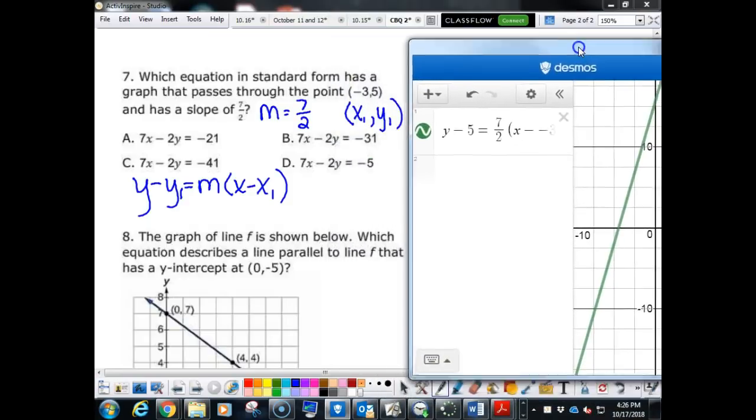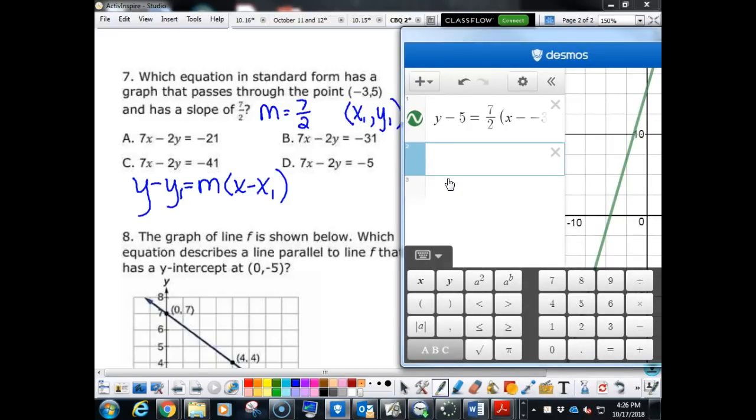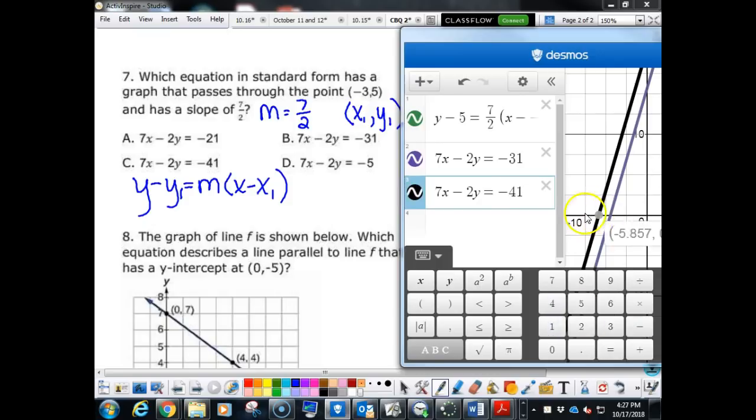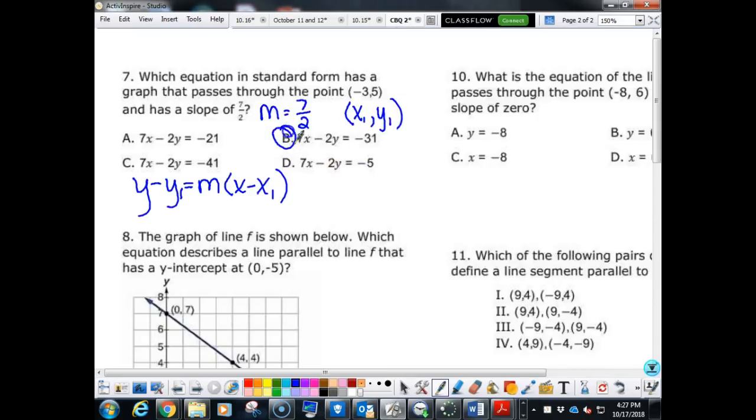And now you can just graph your answer choices, right? Because you want them to be the same line. So I'm going to graph 7x minus 2y equals -21. Okay, I see two different lines, so that's incorrect. Let me do B. 7x minus 2y equals negative 31. Notice it disappeared, right? So blue and green are the same line. Let me check another one just in case. The other one's 7x minus 2y equals negative 41. That's a different line, so that's incorrect. And I'm going to check D. 7x minus 2y equals negative 5. Different line. So my correct answer is B. B is the correct answer.